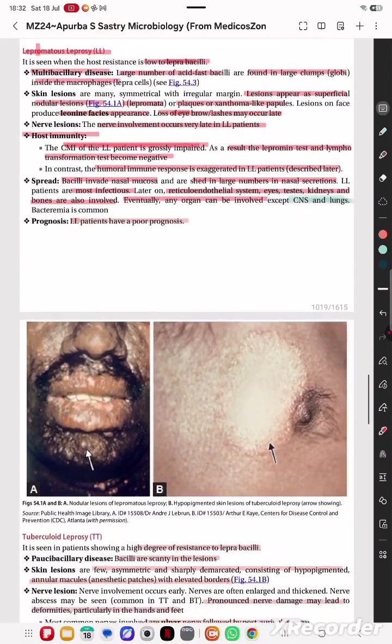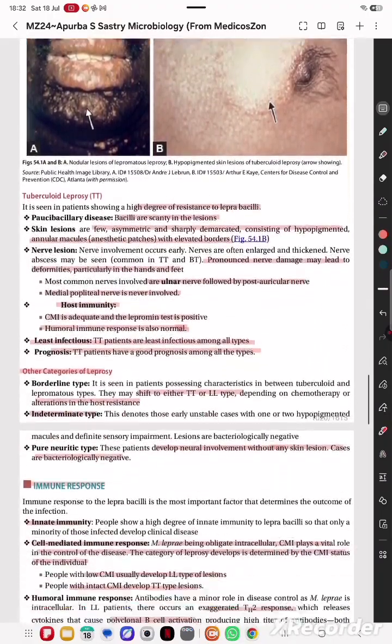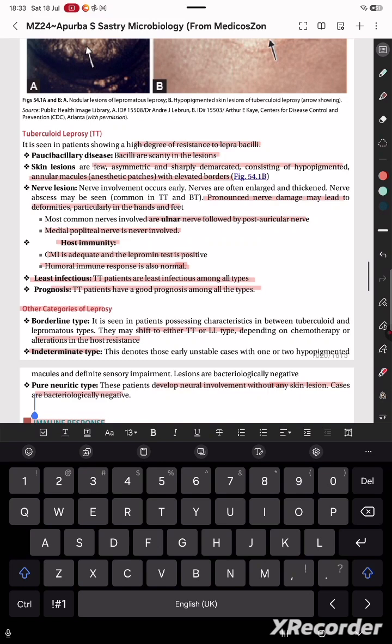Here there is nerve involvement. Tuberculoid leprosy: if you can see here, there are no lesions. Nerve involvement occurs early. Nerves are often enlarged and thickened. Nerve abscess may be seen. Pronounced nerve damage may lead to deformities of the hands and feet.